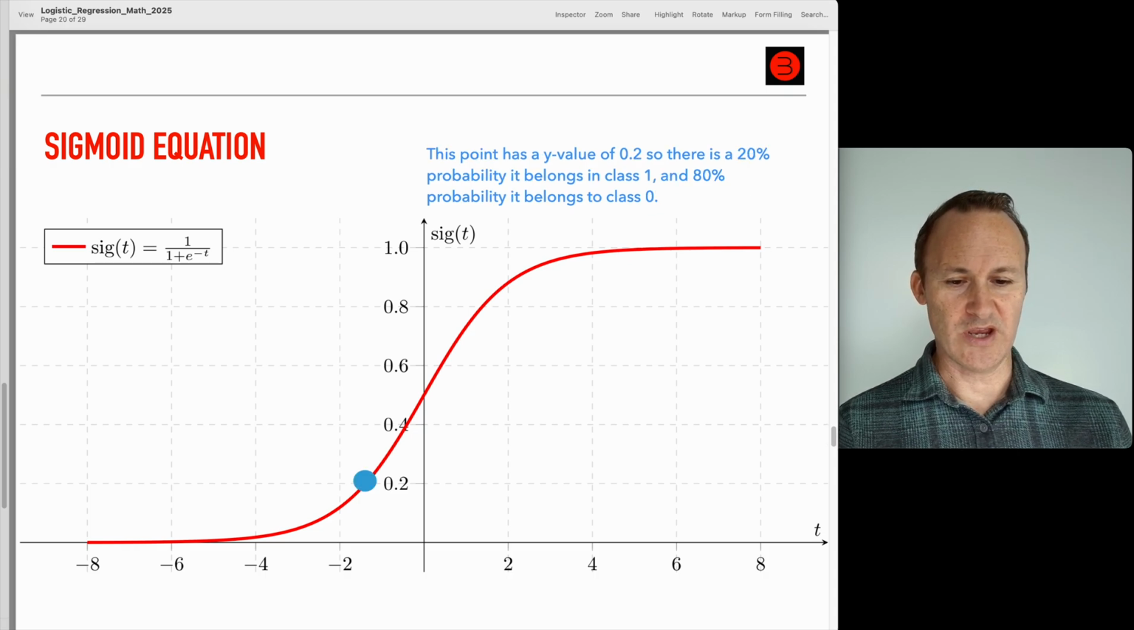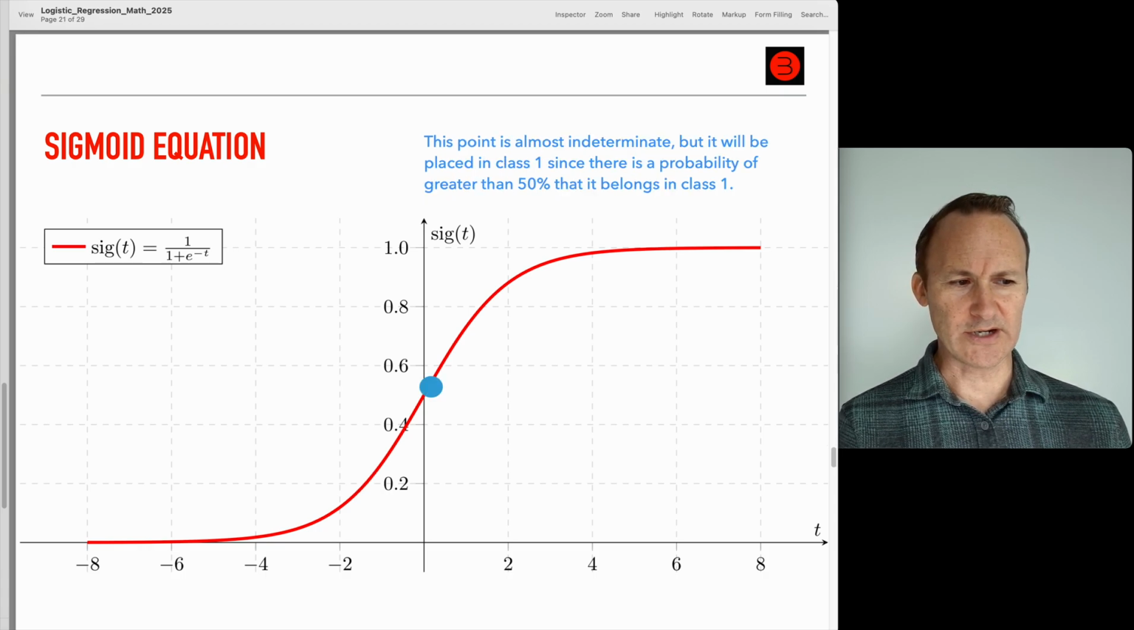Down here, okay, we have another value after it goes into the sigmoid. The y value is 0.2, so we would say there's a 20% probability it belongs to class 1. Conversely, an 80% probability that it belongs to class 0. Okay. What about this one? It's kind of like right in the middle there, but you can see it is to the right. And so because the probability is in fact greater than 50%, it will go to class 1, but the uncertainty here is clearly greater.